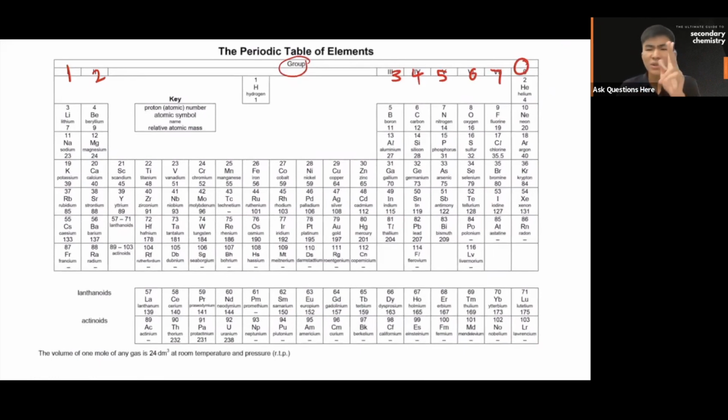Now, group 1, 2, 3, 4, 5, 6, 7, they are all written in Roman numeral because they wrote it that way last time, right? But they give us the periodic table now, so we must accept that it is in Roman numeral. But it doesn't really matter if you don't understand, just write 1, 2, 3, 4, 5, 6, 7, and 0. Very simple.